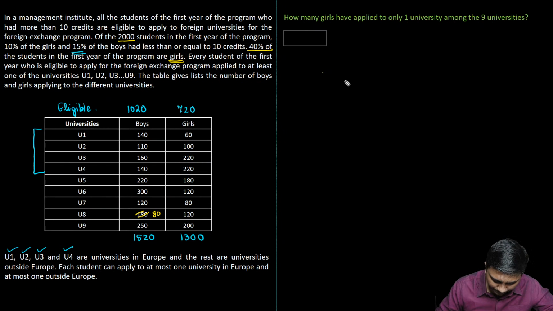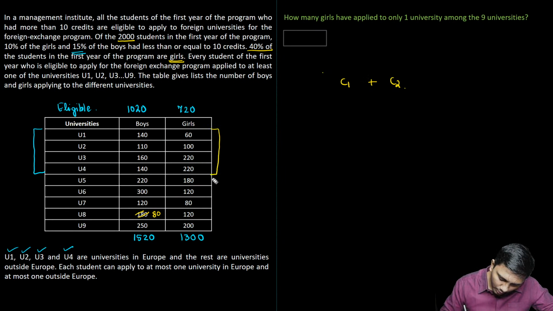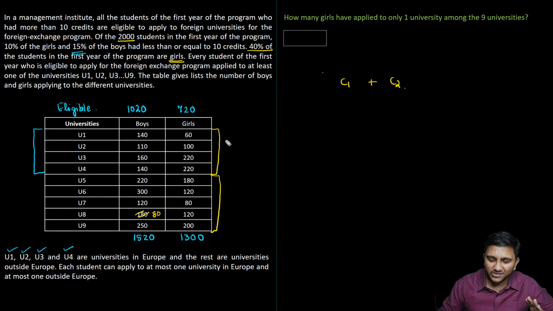So I can say C1 plus C2, where C1 is the number of girls who have applied to one category. Now, what are the categories here? Girls who have applied to universities in Europe is one category. Girls who have applied to universities outside Europe is another category. So C1 is girls who have applied either to the first category or the second category. C2 is girls who have applied to both the categories. Okay, one from here and one from here. So C1 plus C2 should be equal to total number of girls who are eligible, which is 720.